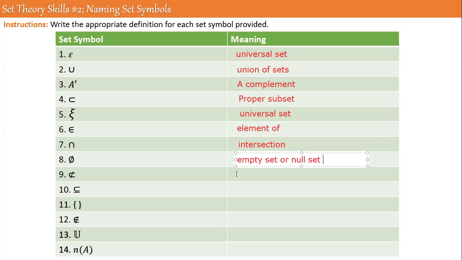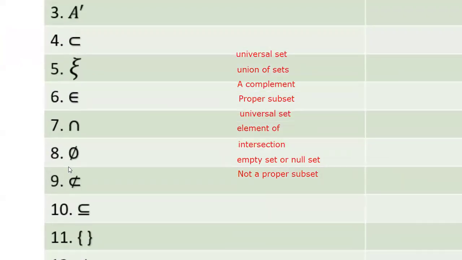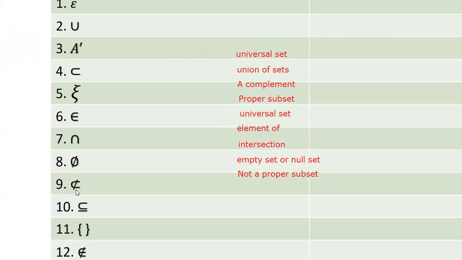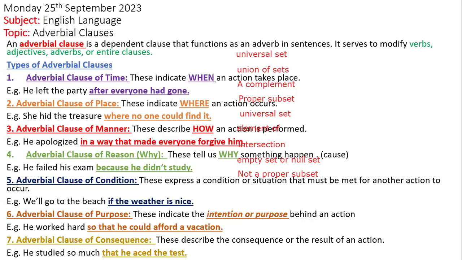What we have for number 9? Not a subset. Not a proper subset. Because remember, this one doesn't have the line underneath. Remember I told you? If it doesn't have the line underneath, then we call it a proper subset. All right, so let me move on from this.